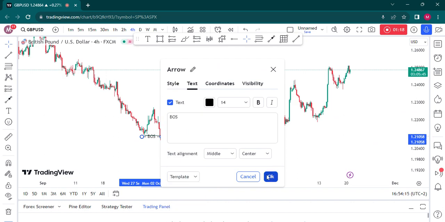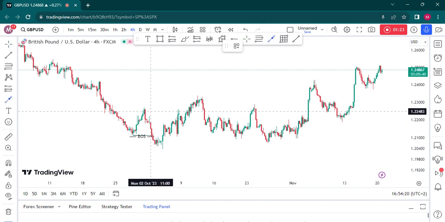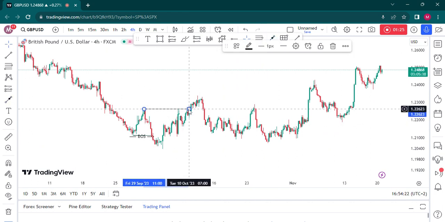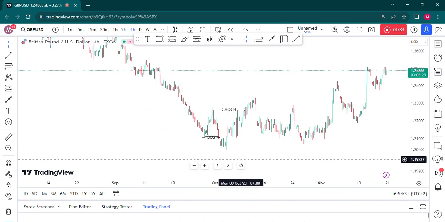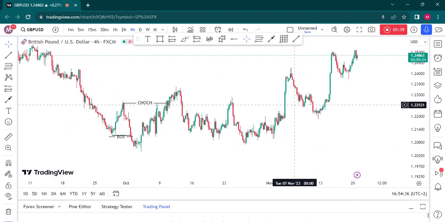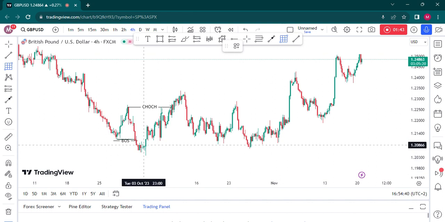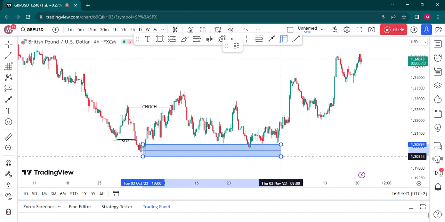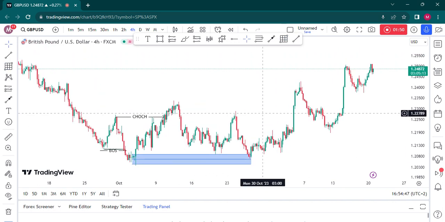Since we do have a break of structure, this was our last high that took out this low. So I'm going to call this one a change of character. We have a change of character here. If I try to see what really happened in the past, guys, the price did come to mitigate the order blocks that it created. Surely we had an order block around this area, and the price did come and mitigate this order block.